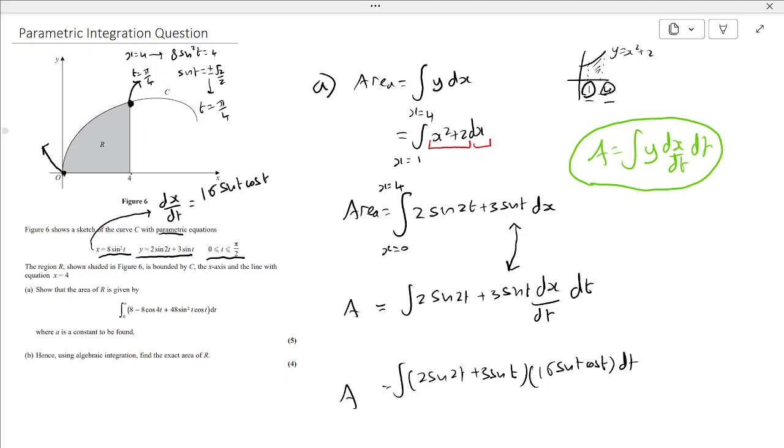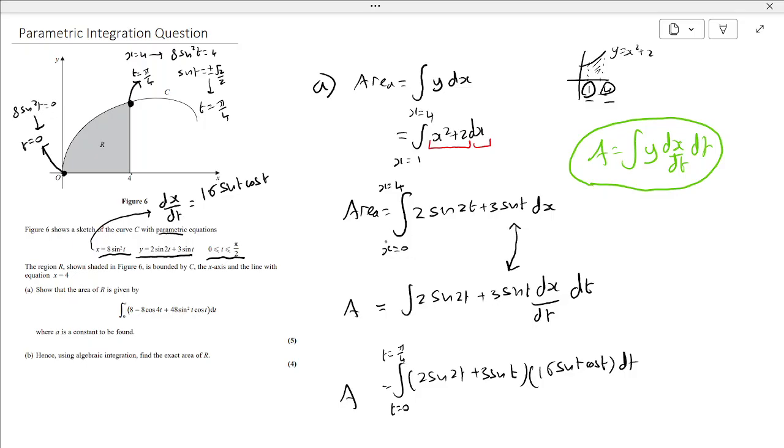At this point over here, the origin, x is equal to 0. So 8 sine squared t equals 0. This is going to lead you to t equals 0. Okay? So I'm actually integrating from t equals 0 to t equals pi by 4.